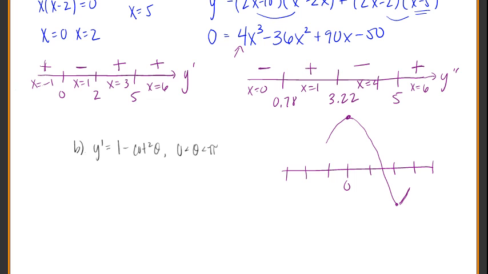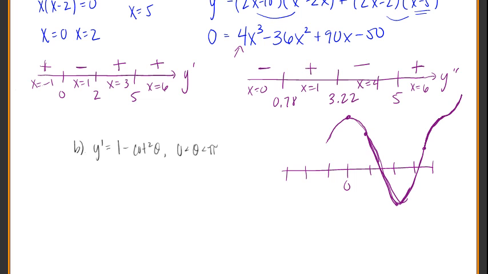I'm concave down all the way to 0.78, which would be right about there. I'm concave up to 3.22. So coming down, see 1, 2, 3.22. So there's concave up right around there. I'm going to be concave down to 5. So like there. And then concave up the rest of the way.